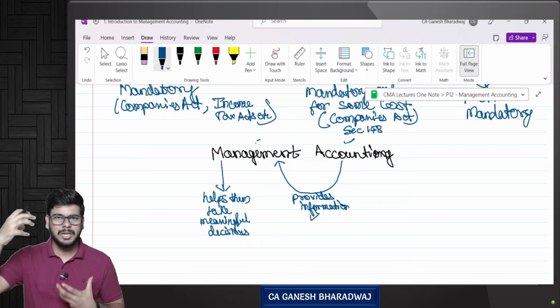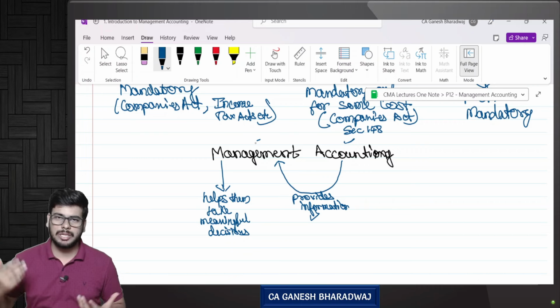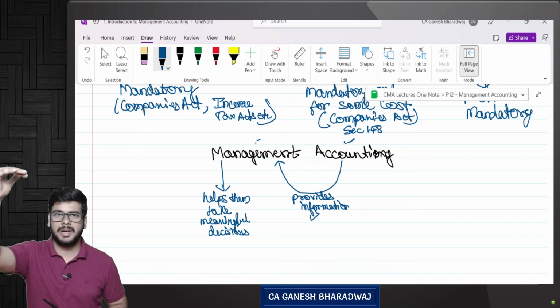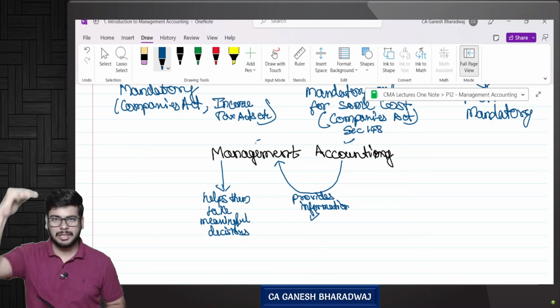What do you mean by management? Technically, the top management, the board of directors. Of course, in management, you all know there is top management, middle, and lower level management. There are three levels of management.